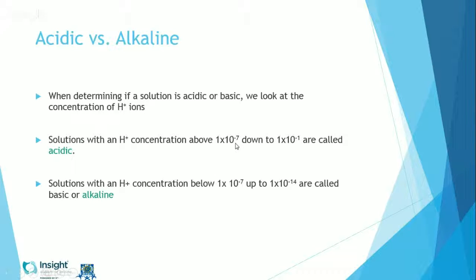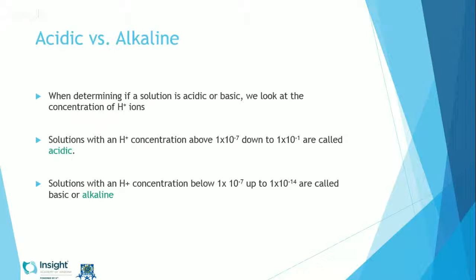1 times 10 to the negative 7th is a 1 that is 7 decimal places past the decimal. So 7 decimal places to the right. Whereas 1 times 10 to the negative 1 is only 1 decimal place away. That's 0.1, okay?